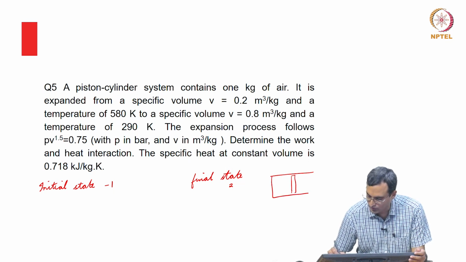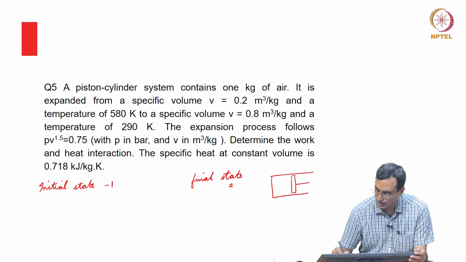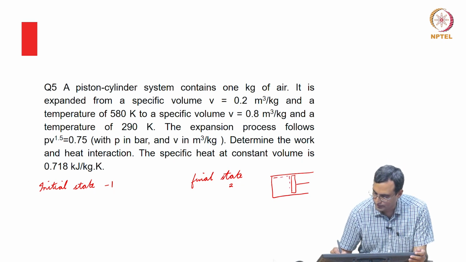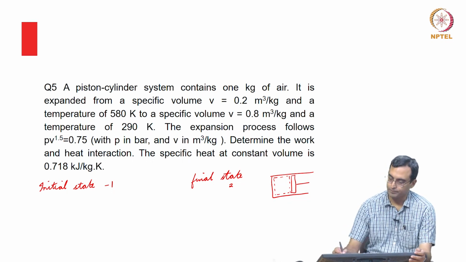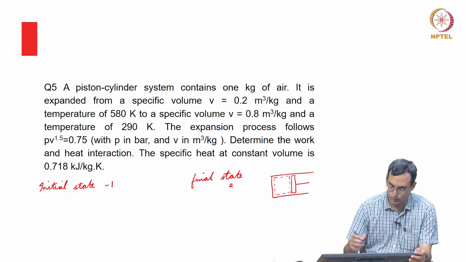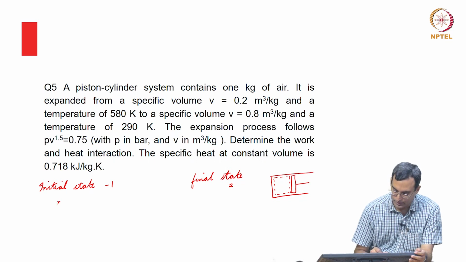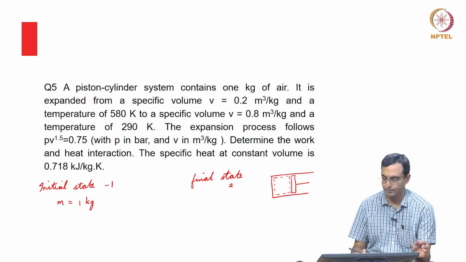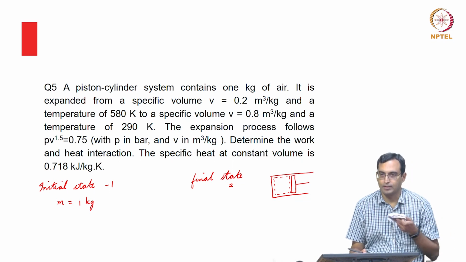So we draw it like this. Our system is the gas included in the piston cylinder arrangement. It's given here that the mass of air is 1 kg. So we are having a fixed mass, which is why we are going to deal with this as a system. So the mass initially and finally is both 1 kg.